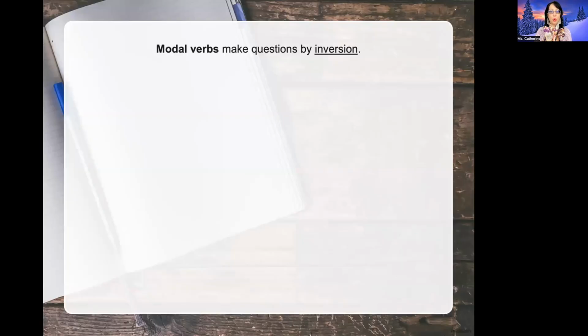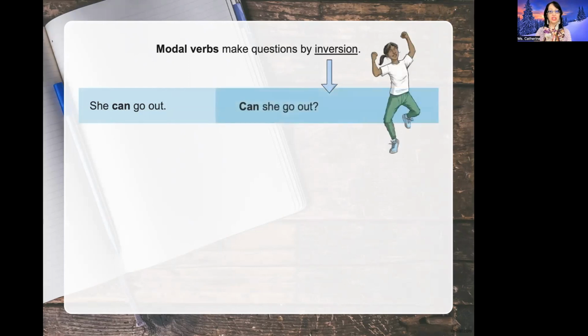Modal verbs make questions by inversion. Inversion, okay, so we're switching. She can go out. So if I were to invert, she can go out, a statement, making it into a question, how would I create this? Can she go out? Okay, so we're switching from she can to can she.